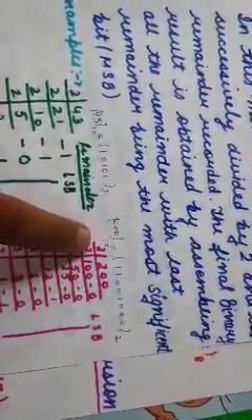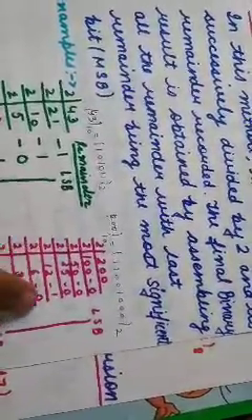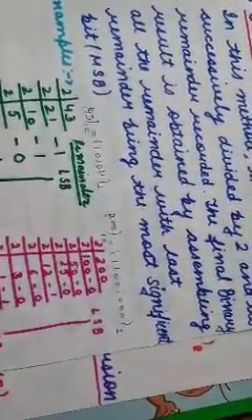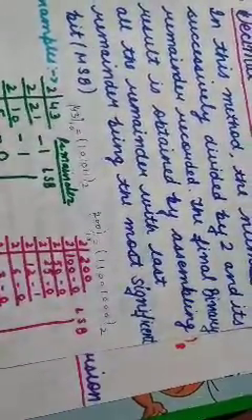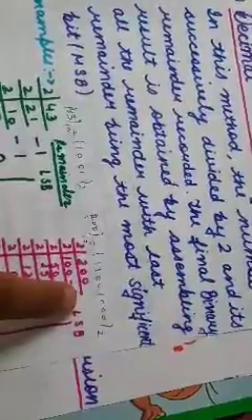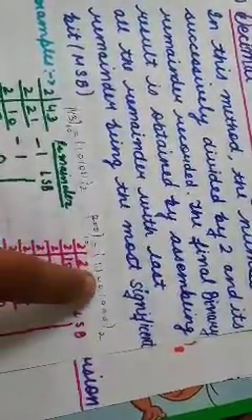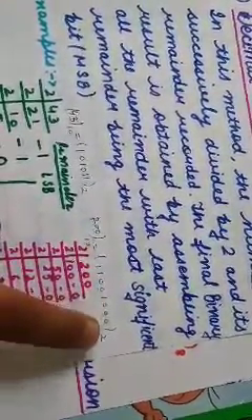Consider another example, 200. Dividing repeatedly by 2 gives remainders 0, 0, 0, 1, 0, 0, 1. MSB is the last digit, LSB is the first digit. So collect from bottom to upward: 11001000 base 2.